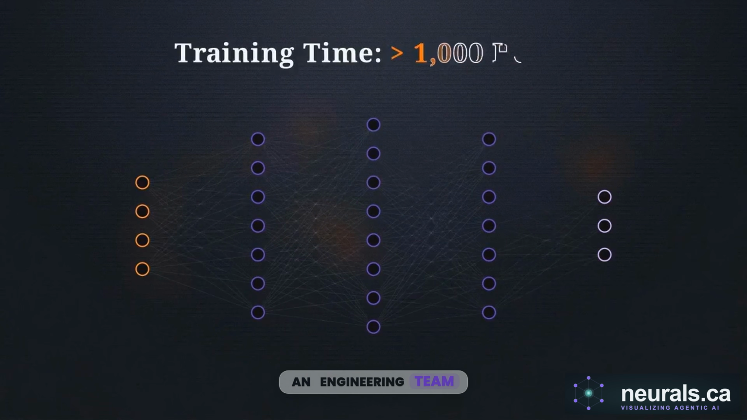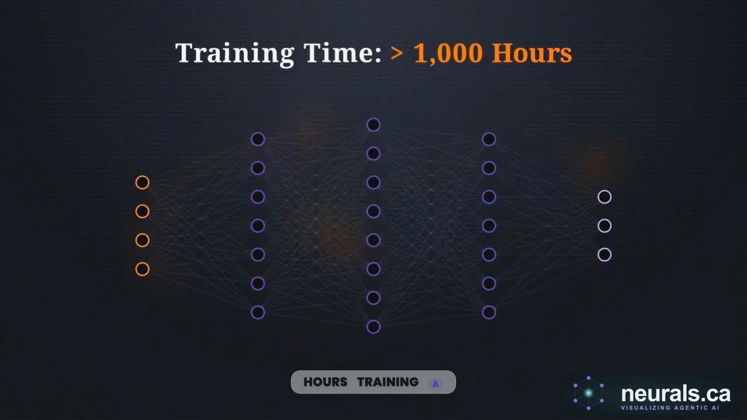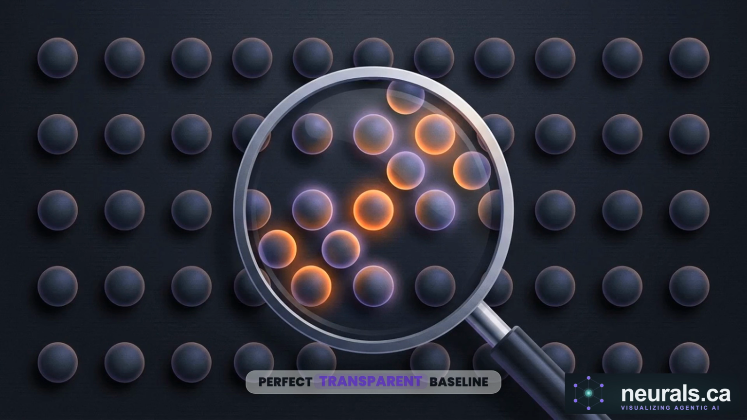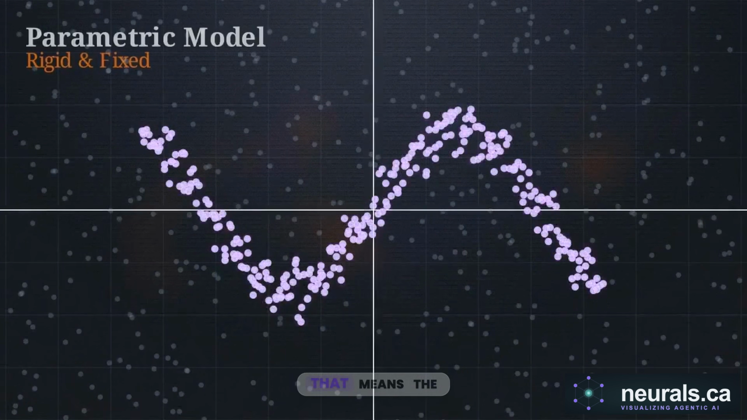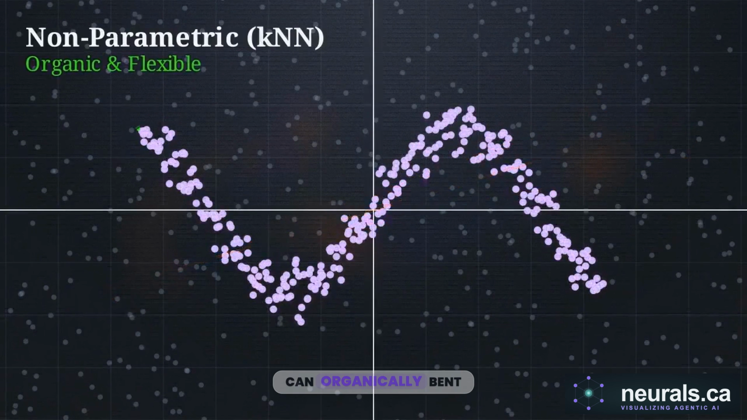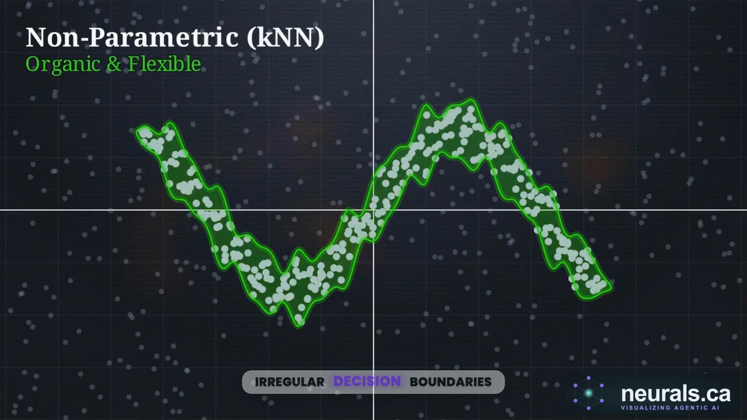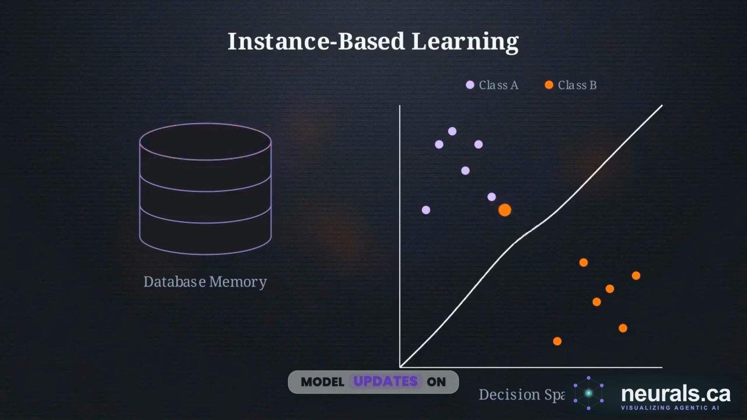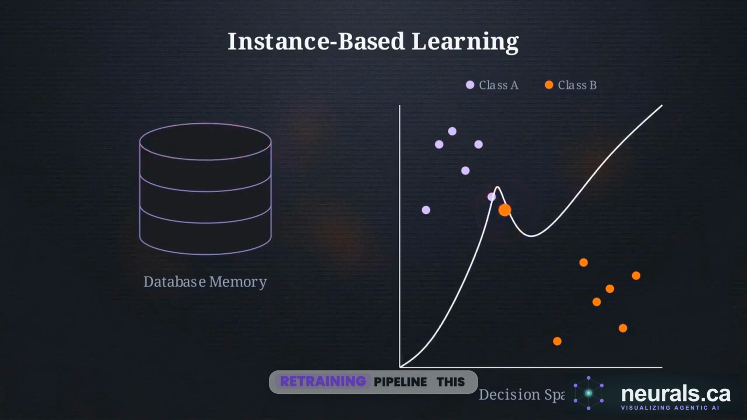Before an engineering team spends thousands of hours training a massive, opaque neural network, this algorithm serves as the perfect, transparent baseline to test the quality of the data. It is also non-parametric. That means the model makes zero assumptions about the underlying shape of your data. It can organically bend to fit highly irregular decision boundaries without forcing them into a strict mathematical formula. It natively handles complex, multi-class problems. And if your system ingests new data, you simply drop it into the database. The model updates on the fly without ever triggering a retraining pipeline.